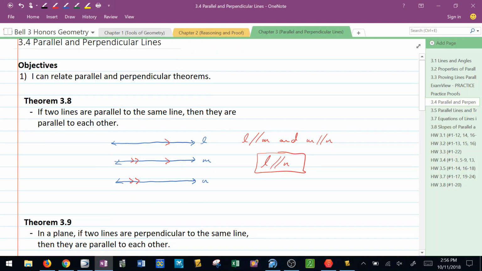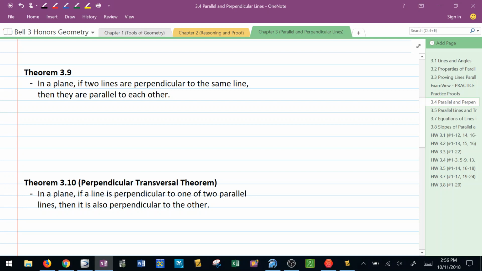All right? The second theorem that we have here is Theorem 3.9. It says, in a plane, if two lines are perpendicular to the same line, then they are parallel to each other. So let's take a look at what this one's saying. We've got two lines that are perpendicular to the same line. So let's say that we have some line here, L. And we have a line that is perpendicular to line L. We'll call that line M. And we have another line, N, that is also perpendicular to L.